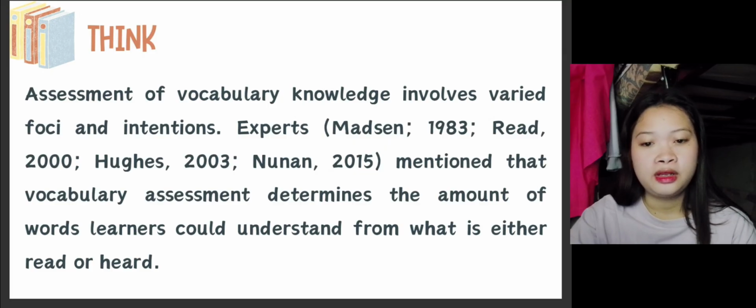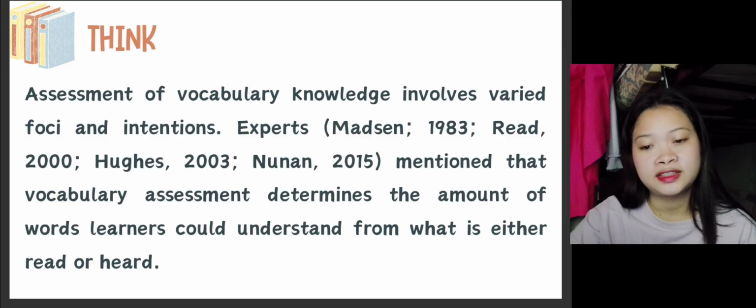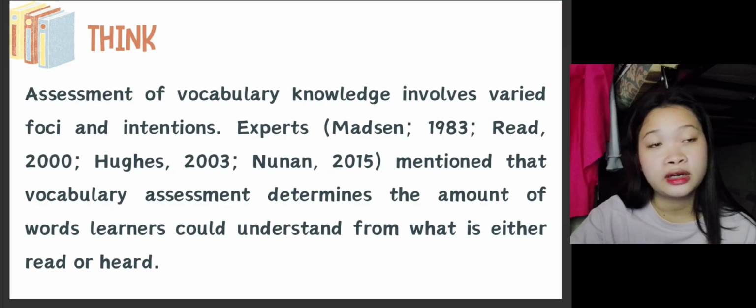Assessment of vocabulary knowledge involves varied focus and intentions. Experts mention that vocabulary assessment determines the amount of words learners could understand from what is either read or heard.